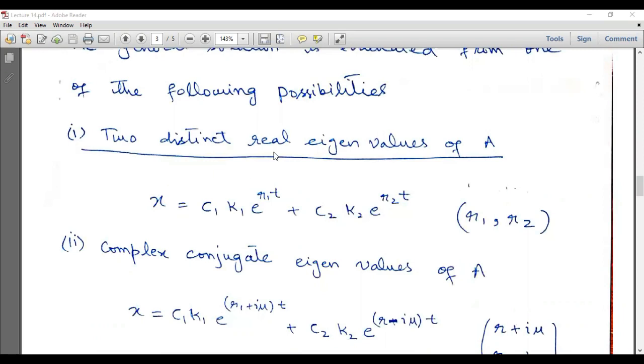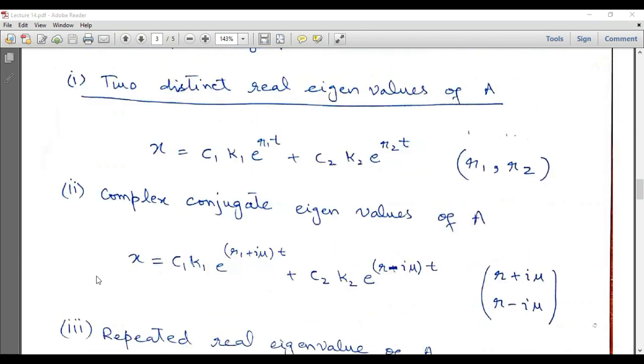So the general solution is evaluated from one of the following possibilities. If we have two distinct and real eigenvalues of A, then the general solution will be of the form x equal to c1 k1 e raised to power r1 t plus c2 k2 e raised to power r2 t, and we have two eigenvalues that are distinct and real, r1 and r2. If we have complex conjugate eigenvalues of A, r plus i u, r minus i u, this can also be a possibility of eigenvalues.